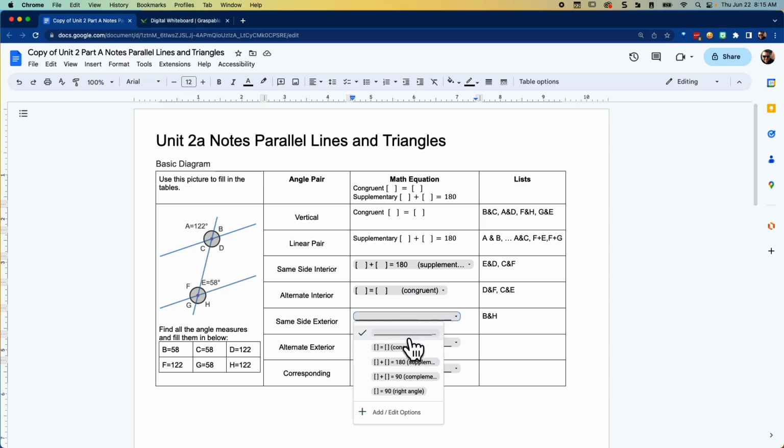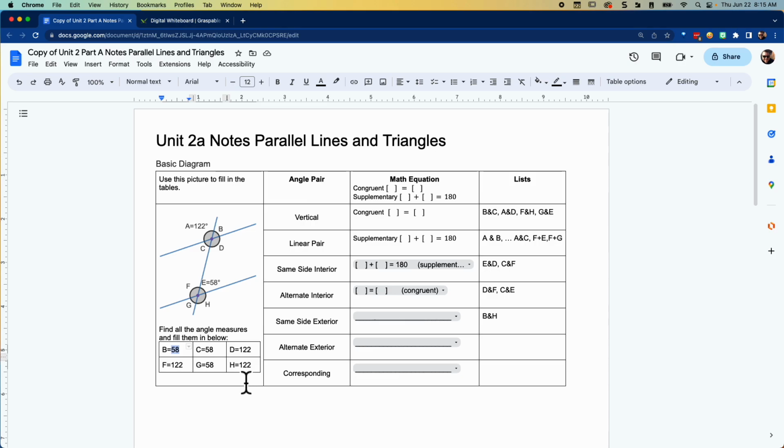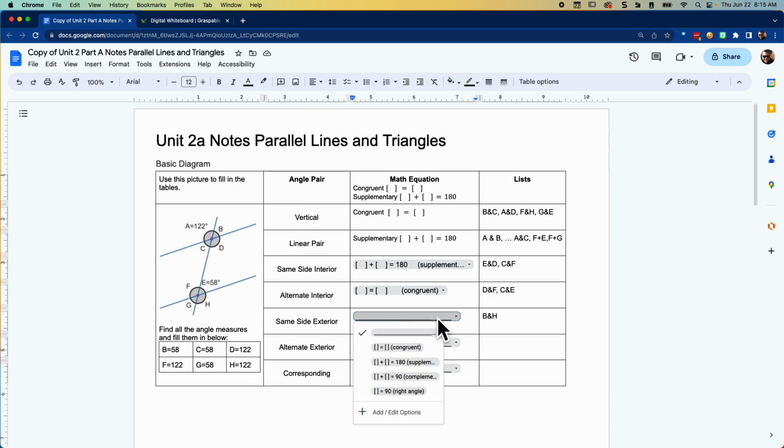Perfect. And so we have a B and an H. Notice that B is the little one and H is the big one, so that means those are adding up to 180. They're not the same.